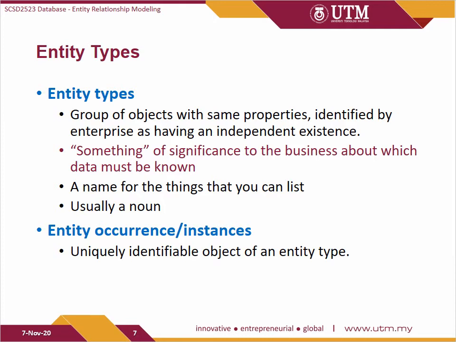An entity type is a group of objects with the same properties, which are identified by the enterprise as having an independent existence. An entity occurrence or instance is a uniquely identifiable object of an entity type. We identify each entity type by a name and a list of properties. A database normally contains many different entity types. Examples of entity types are student, subject, and lecturer.